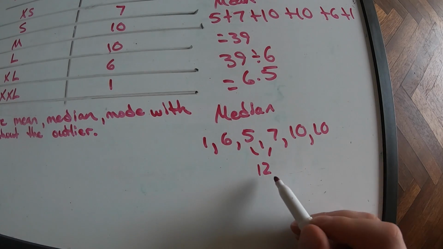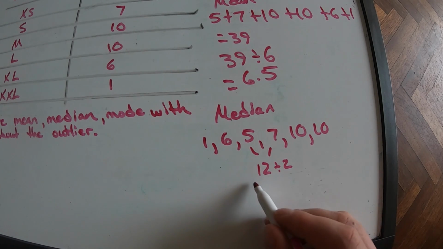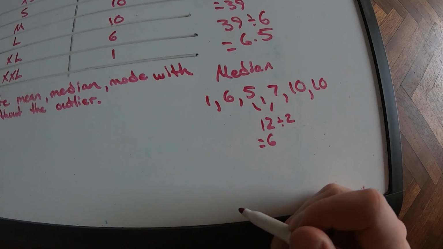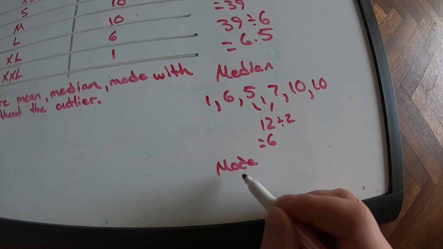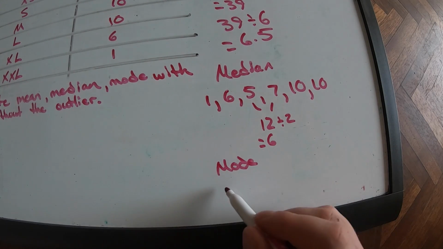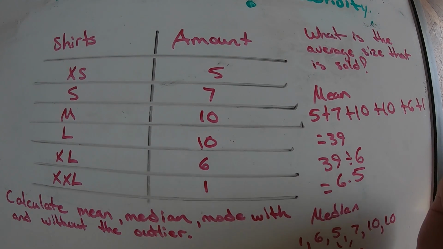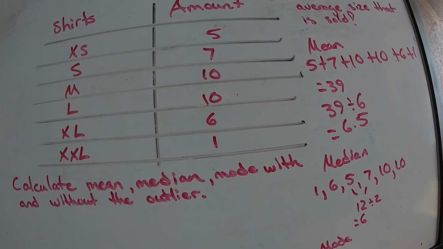I'm going to divide by 2 because I have 2 numbers. So that's pretty easy to do. 12 divided by 2, that equals 6. So our median equals 6. And then the last thing that we need to do is find our mode. So our mode is just the most frequently occurring number. And we can just have a look here. So obviously that's going to be 10 because 10 occurs twice.